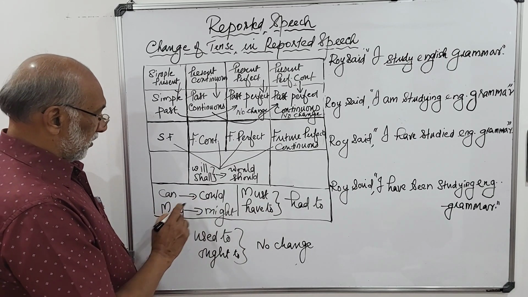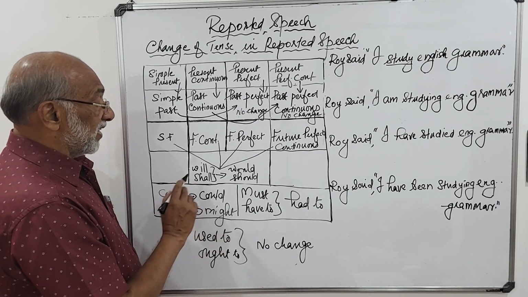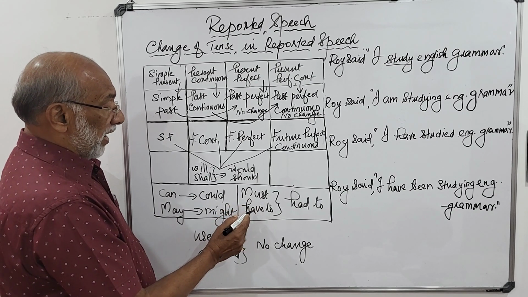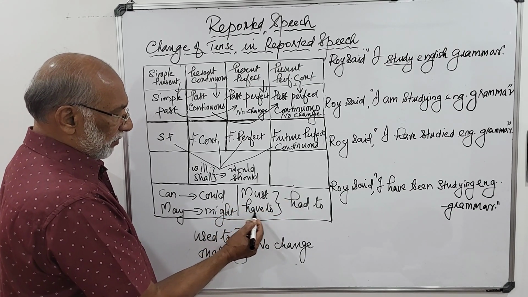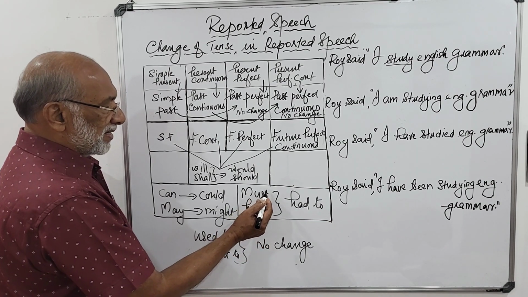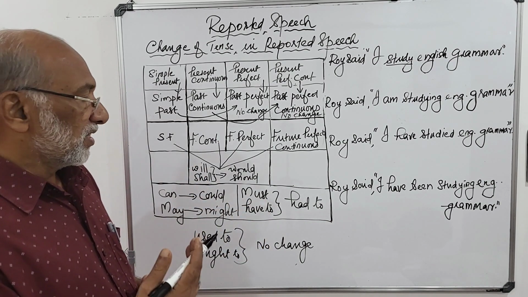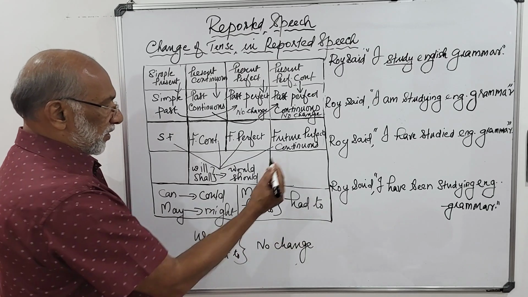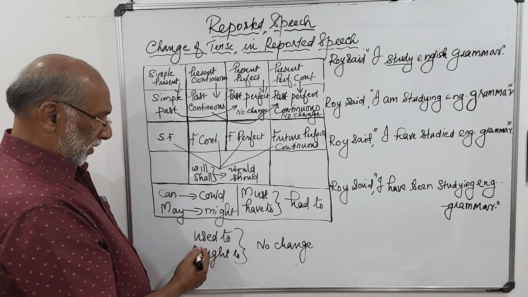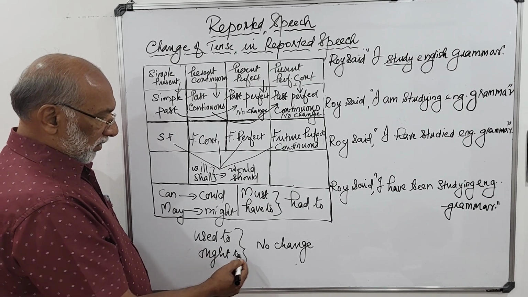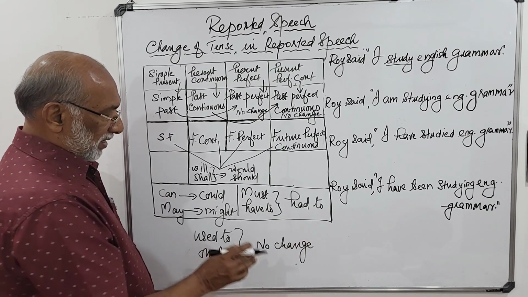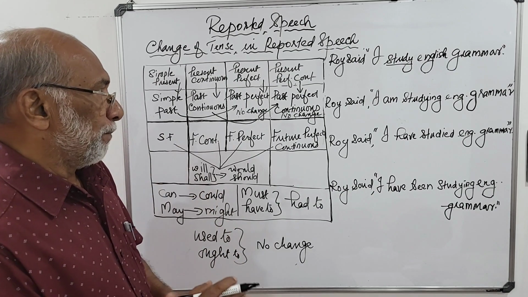Can becomes could, may becomes might, must and have to become had to. Actually, had to is the past tense of have to, and must doesn't have a separate past tense form. We use had to for must also. And then used to and ought to, they don't have any change. Okay, they remain the same.